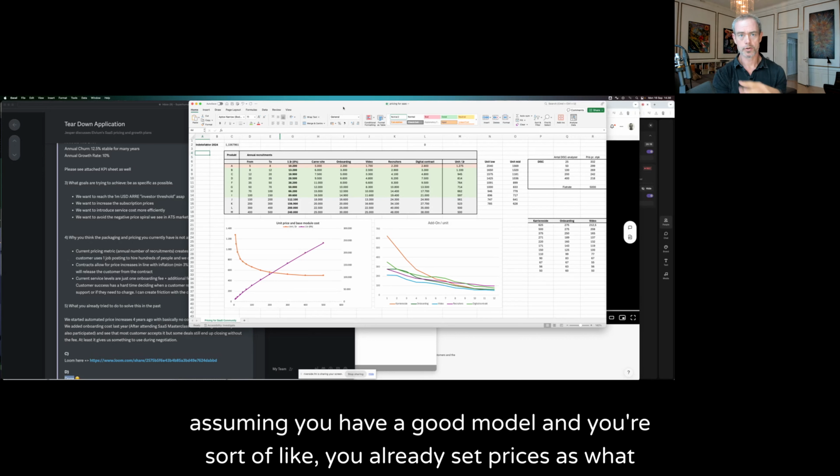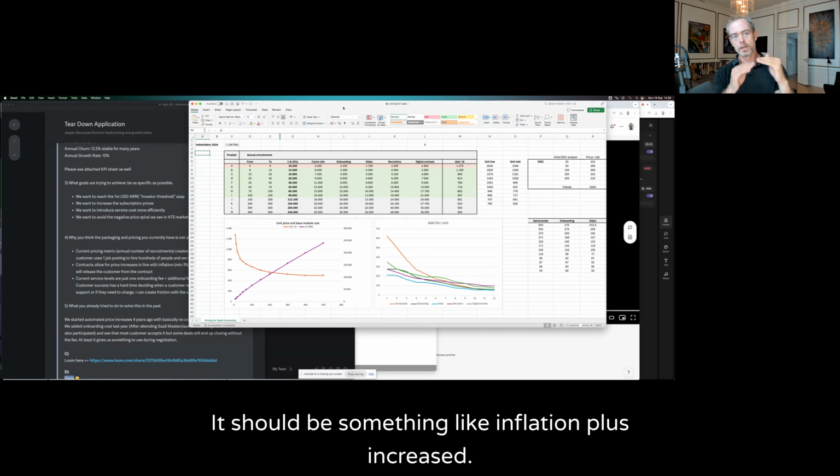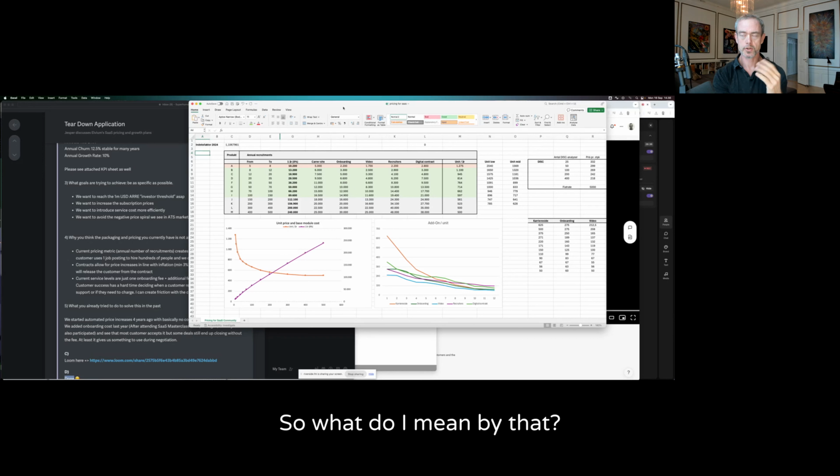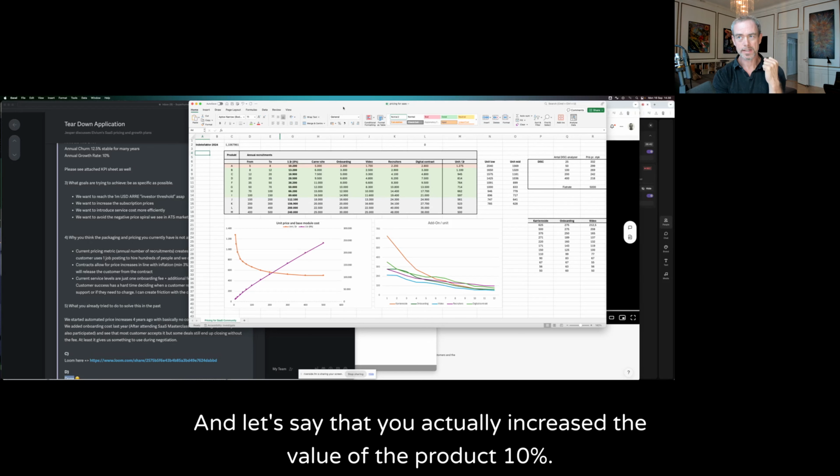So usually what I say is that the annual price increase, assuming you have a good model and you've already set prices at what they should be, is something like inflation plus increased product value that you delivered during the year, minus increased competitive pressure. So what do I mean by that? Let's say inflation was 2%, right? And let's say that you actually increased the value of the product 10%.